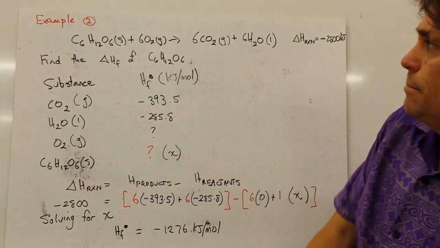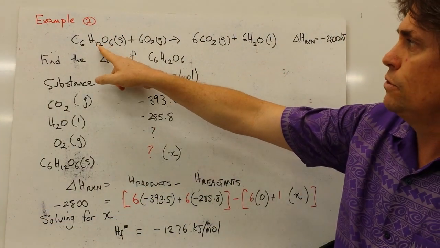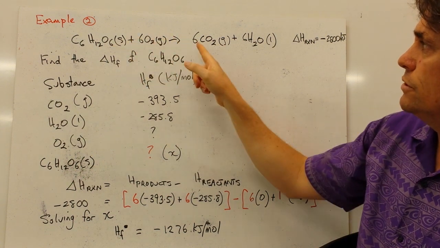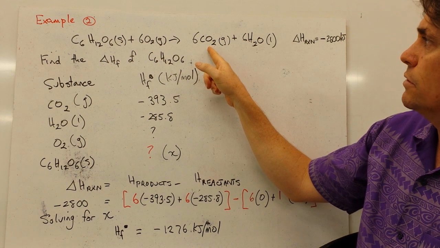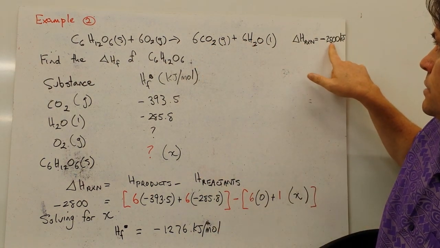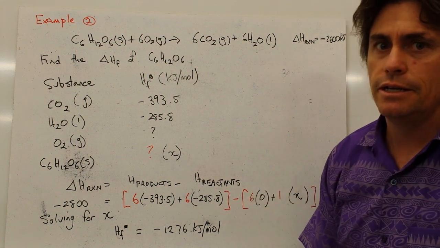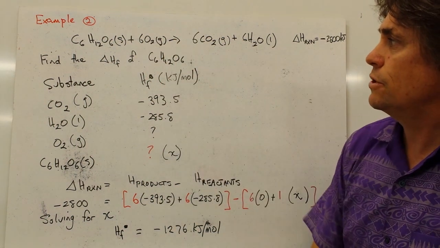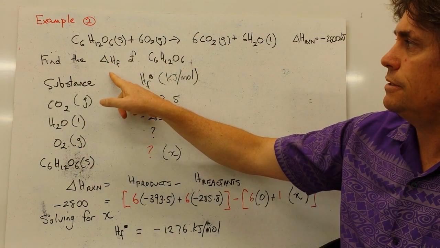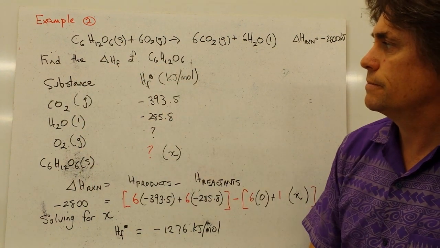In our second example, we're going to have the reaction of glucose plus oxygen. If we combust the glucose, we get 6 moles of carbon dioxide formed plus 6 moles of water formed, and our heat of reaction for this one is minus 2,800 kilojoules. So once again, an exothermic reaction, but we're asked to find the heat of formation for our glucose.